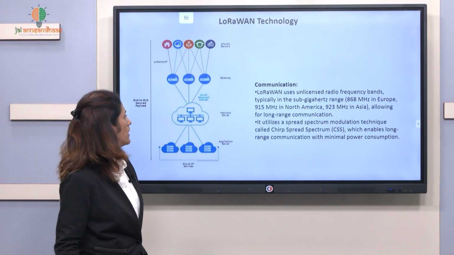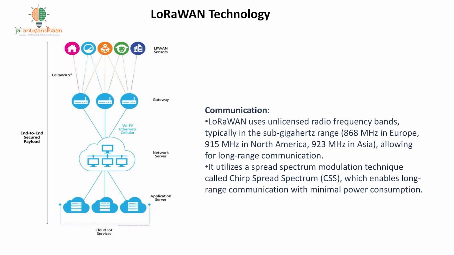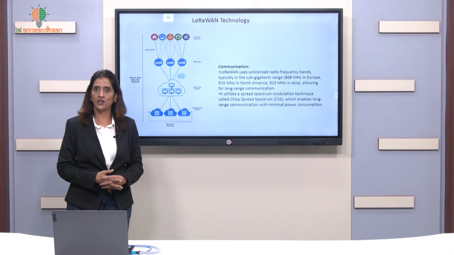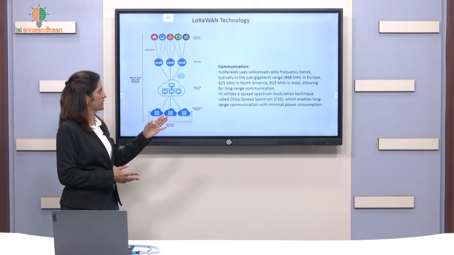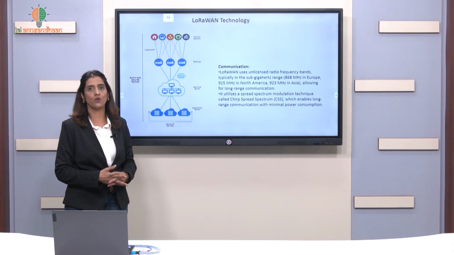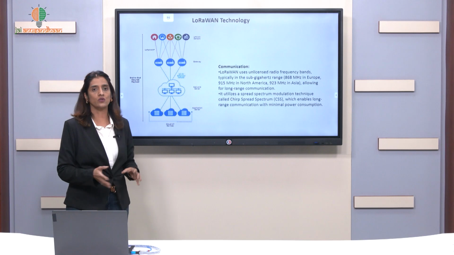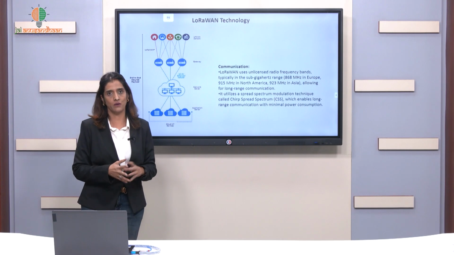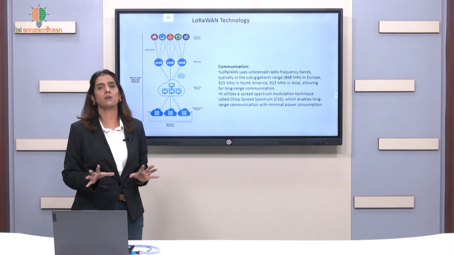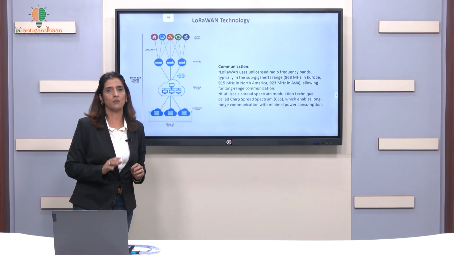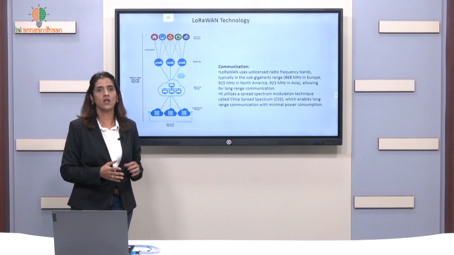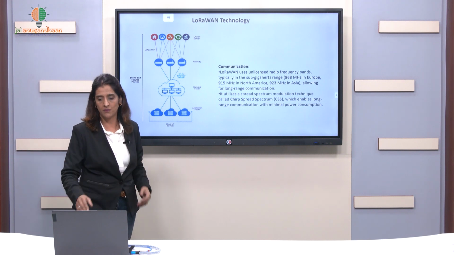Now we will see the communication part of LoRaWAN technology. LoRaWAN uses unlicensed radio frequency bands, typically in the megahertz to gigahertz range. It is 868 megahertz in Europe and 915 megahertz in North America. So this is radio frequency technology. These two, MQTT and LoRaWAN, are basically very prominent communication protocols in the IoT.